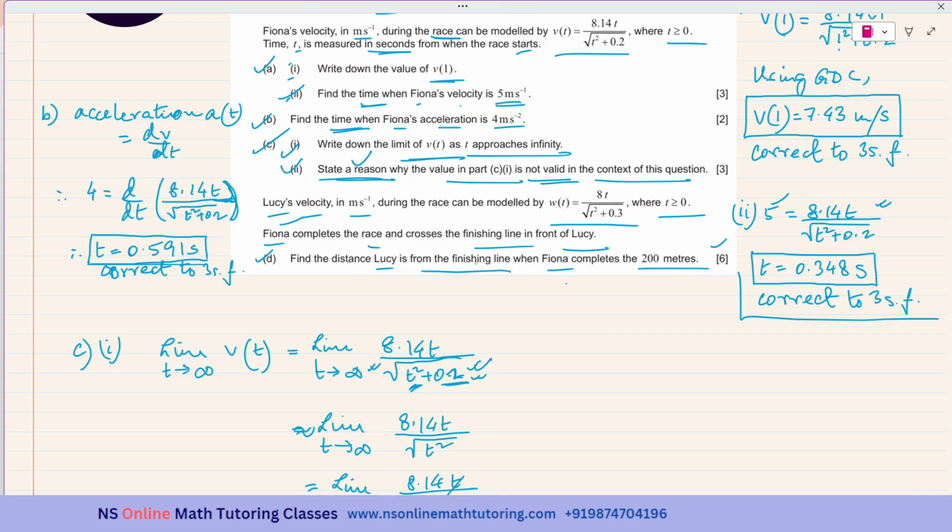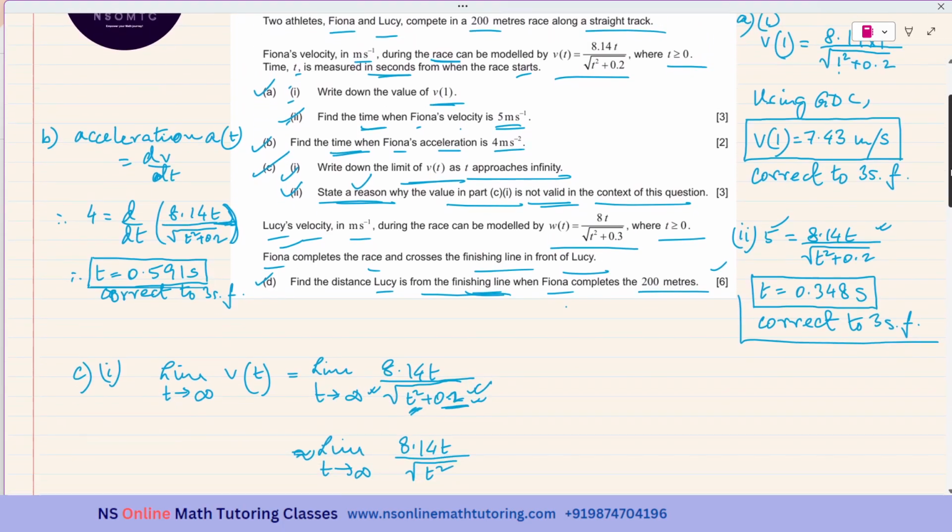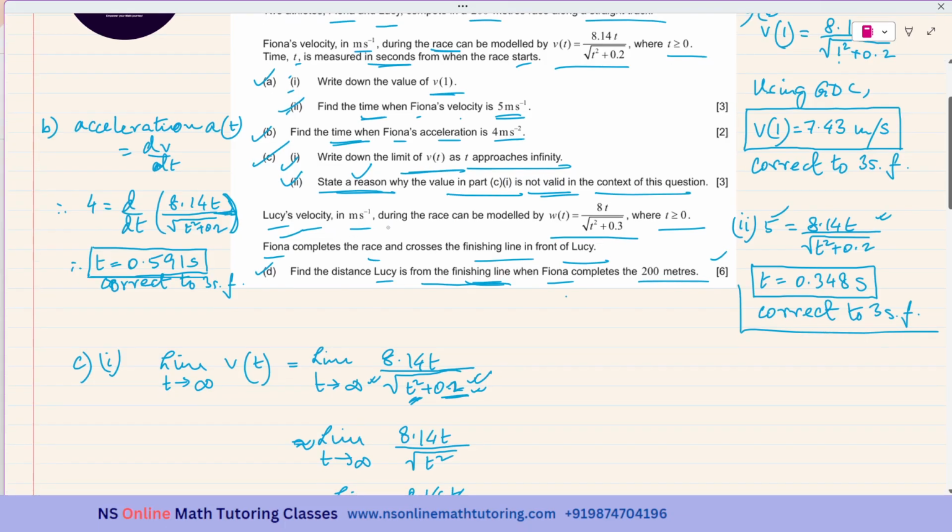So distance from the finishing line. So we have to first, because we are given the velocity, we can find the displacement, and since it is a straight track, the displacement will be equal to the distance traveled by Lucy and of course Fiona. So we can find the distance traveled, but in what time? We have to find the time first. And the time is the time needed by Fiona to complete the 200 meters. Okay, so we have to find the time that Fiona takes to complete the 200 meters. Okay, so again, I'll be using the nsolve.